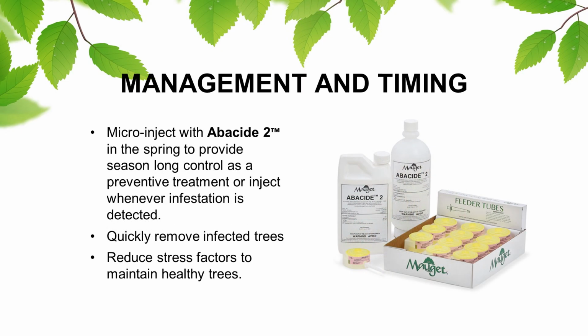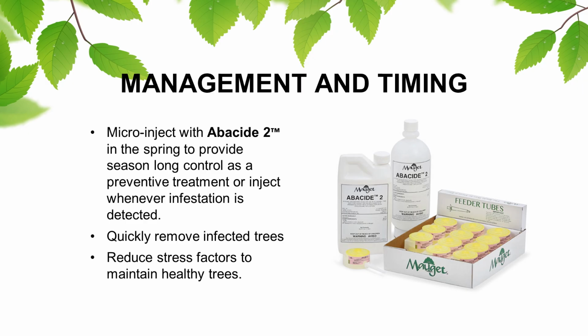Management and timing. Pine wilt nematodes may be managed by microinjecting Abicide 2 in the spring to provide season-long control, or inject whenever an infestation is first detected. Quickly remove infected trees to break the nematode's life cycle. Burn or bury the infested wood. Do not use it as mulch.